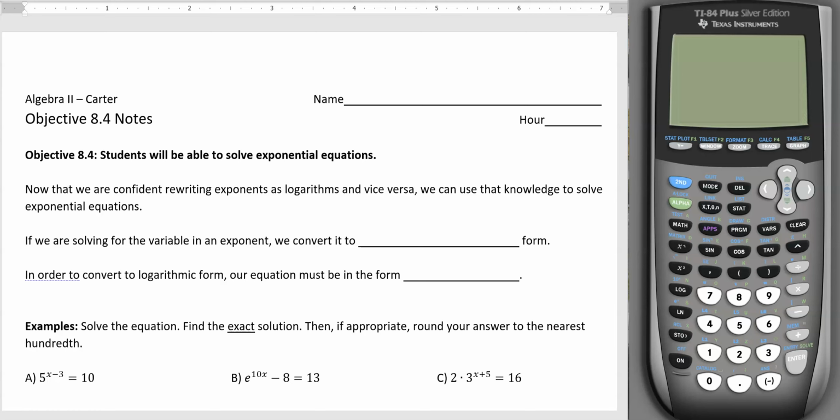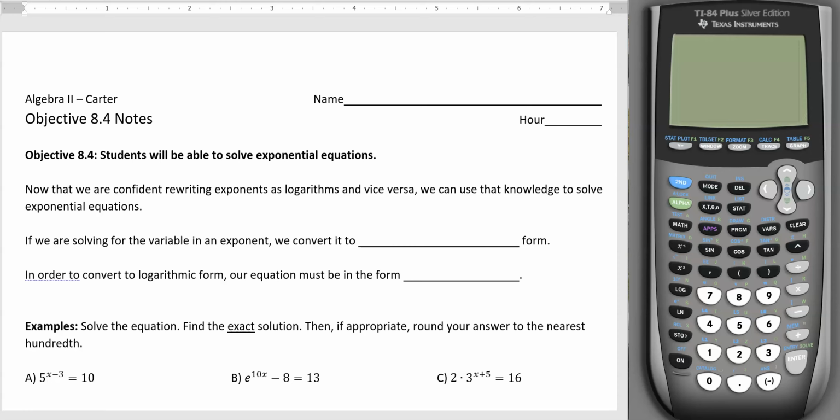Hello, Algebra 2. Even though that snow's falling, the math is still calling, which means today we're going to do some notes online. Today's objective, 8.4, says students will be able to solve exponential equations. And that, my friends, is what we're going to do today.